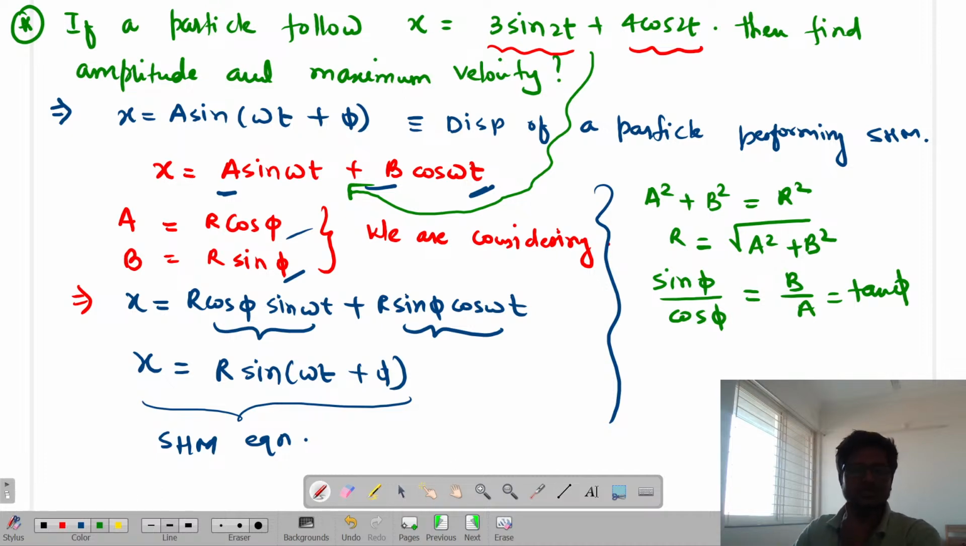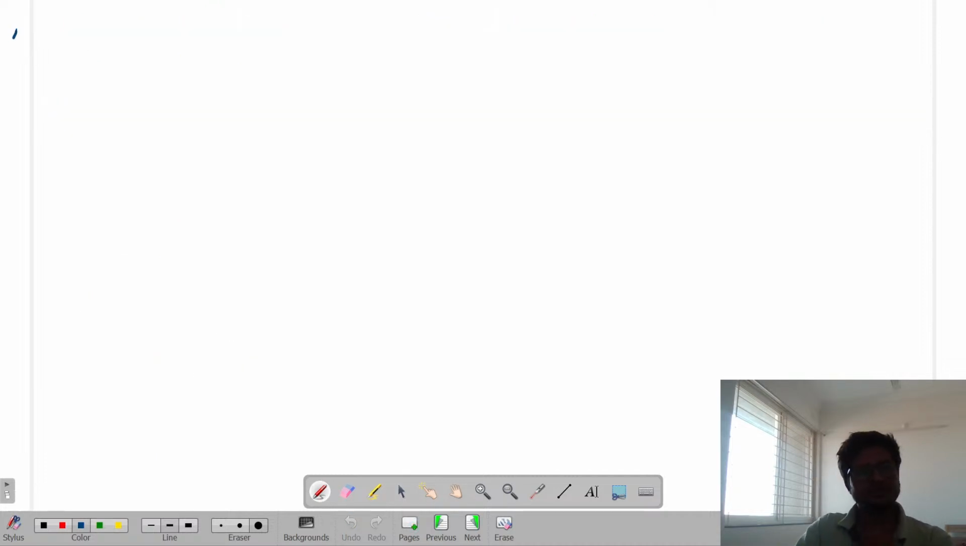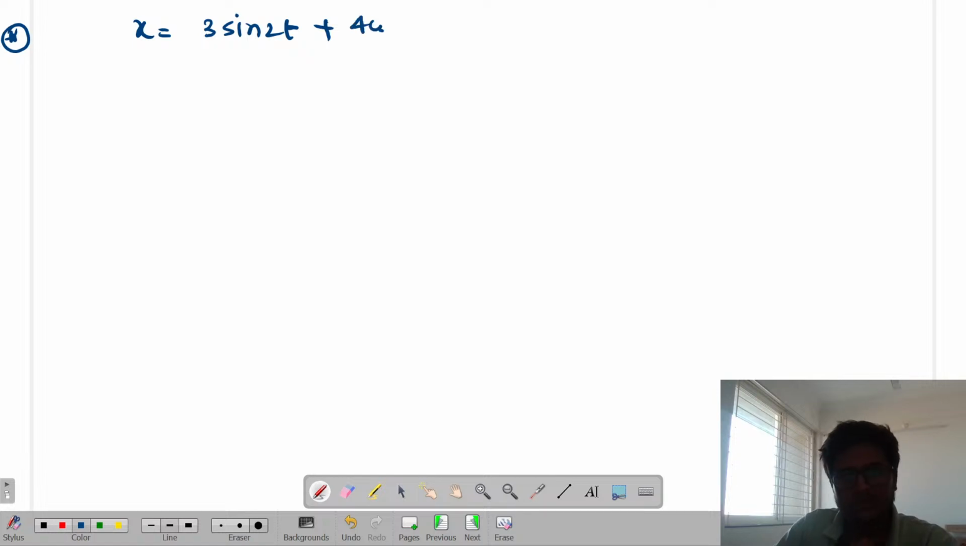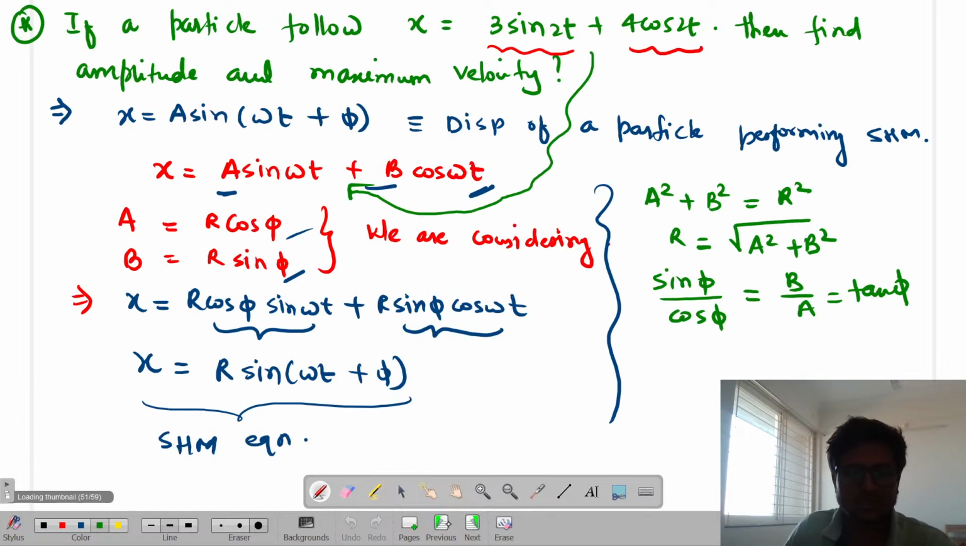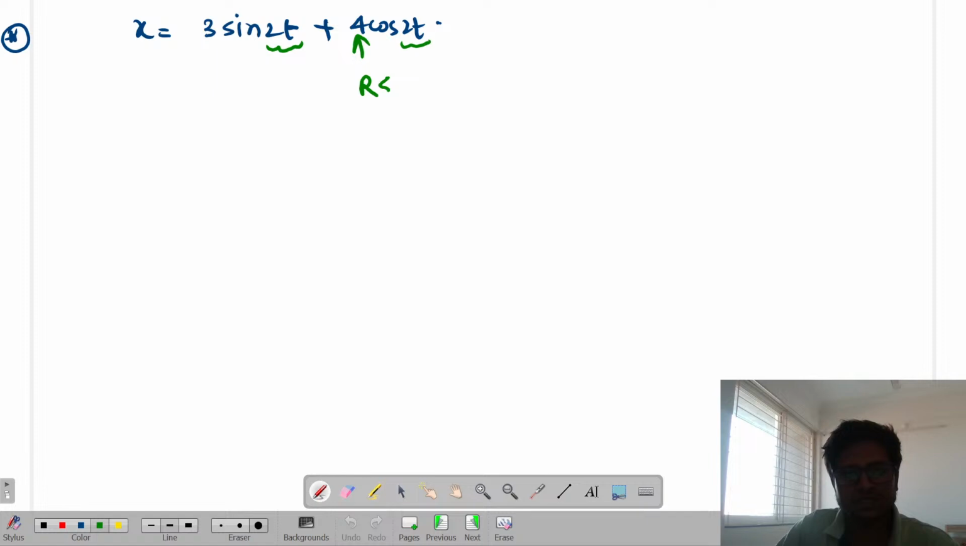Okay. So just like in the previous question, we are given x is equal to 3 sin 2t plus 4 cos 2t, right? The value of omega t is given. We have to pay attention now: the cos term is to be taken as b, and the b term is r sin phi, so r sin phi is 4, and the other is r cos phi. Is that clear or not?